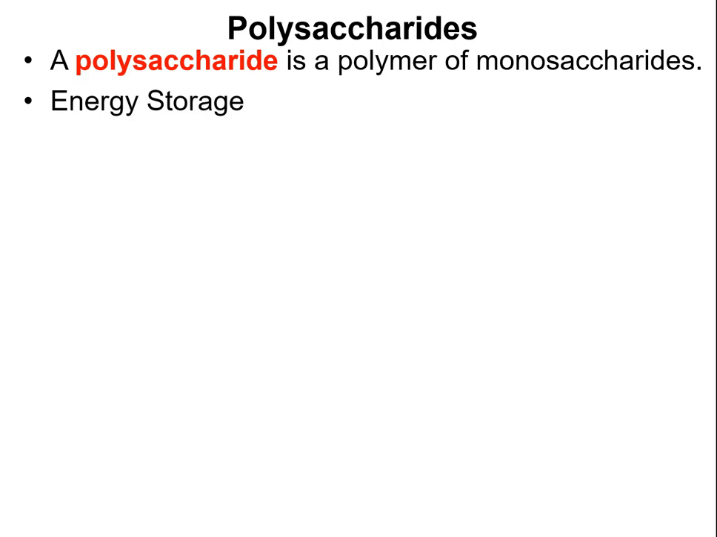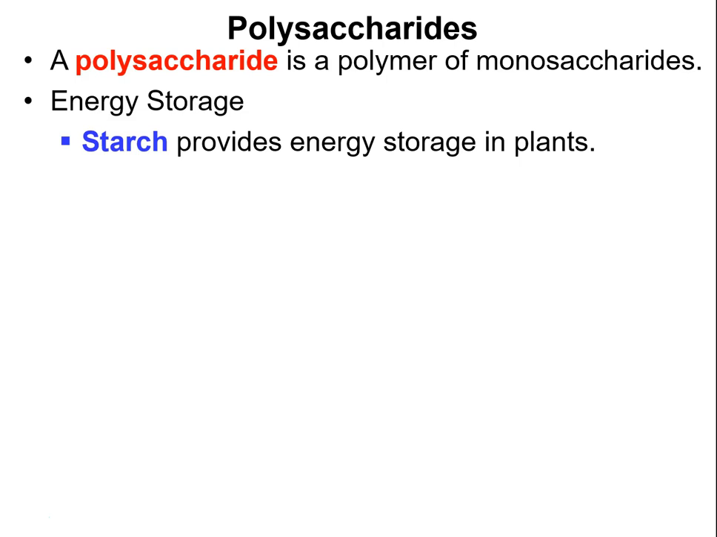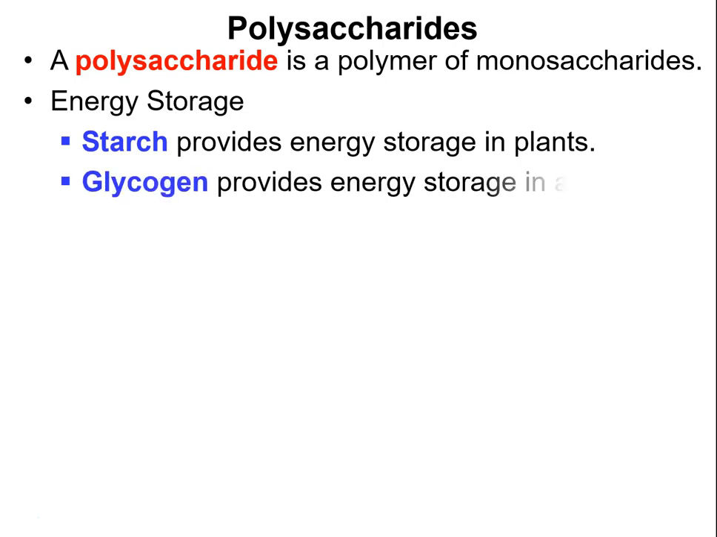So it says energy storage. For the most part, when we think about these complex carbohydrates, these polysaccharides, it's for energy storage. In plants, the complex carbohydrate or polysaccharide that stores energy is called starch. So energy storage in plants is stored in the form of starch. In animals, however, energy storage is in glycogen.